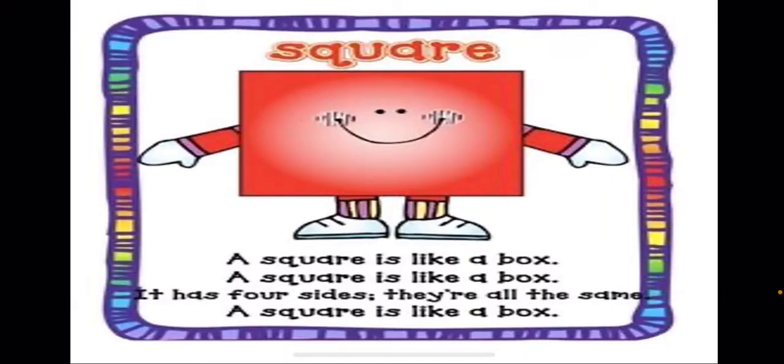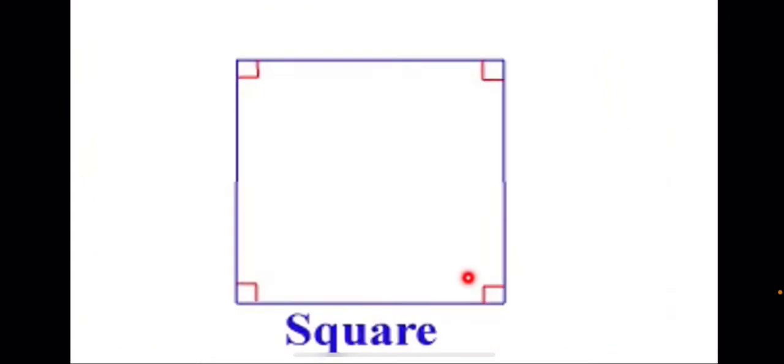Now, let us learn about the square with a rhyme. A square is like a box, a square is like a box. It has 4 sides, they are all the same. A square is like a box. So, you can see this is a square, it looks like a box, it has all the 4 sides the same. So, this is a square.